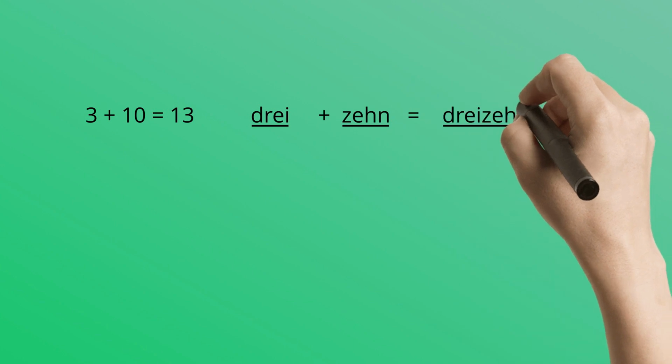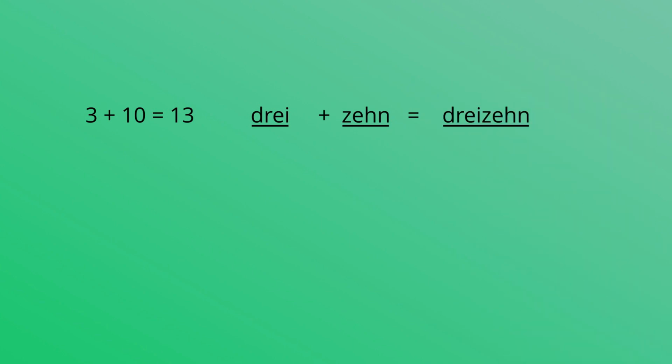Now we will learn how to form numbers from 13 to 19. All the numbers from 13 to 19 have the same logic. We'll see a few examples. 3 plus 10 is 13. 3 is drei, 10 is zehn. So drei plus zehn, dreizehn. You only have to write these two numbers together. That is dreizehn.